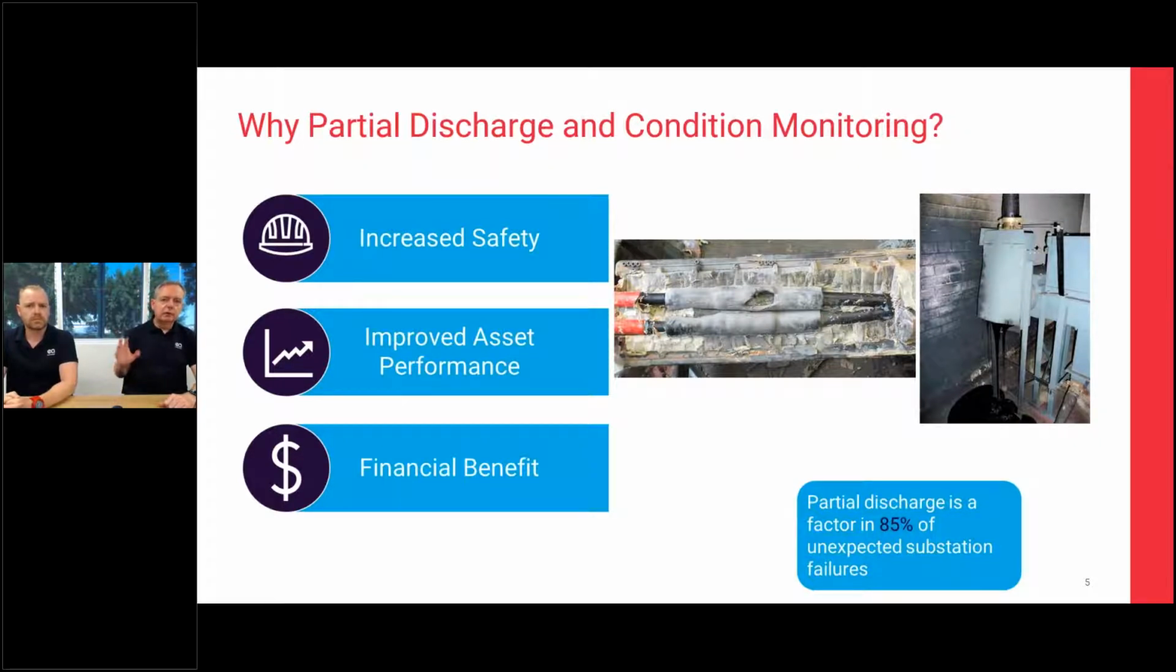So for looking down cables, it's more a case of a financial benefit in the substation. Then we've got that increased safety benefit as well.